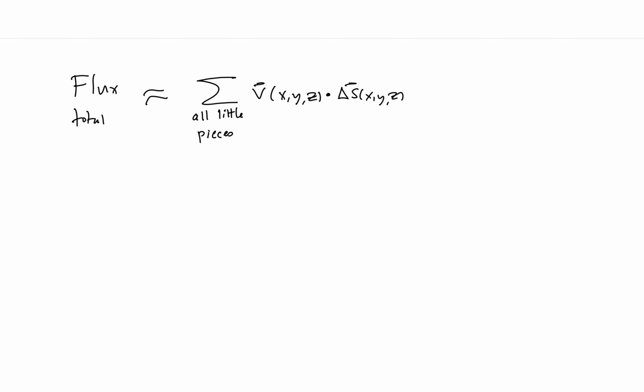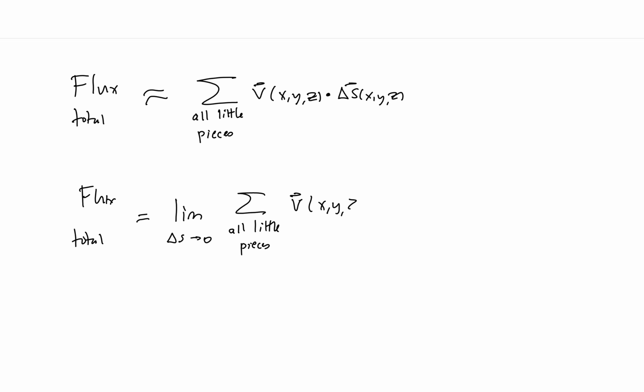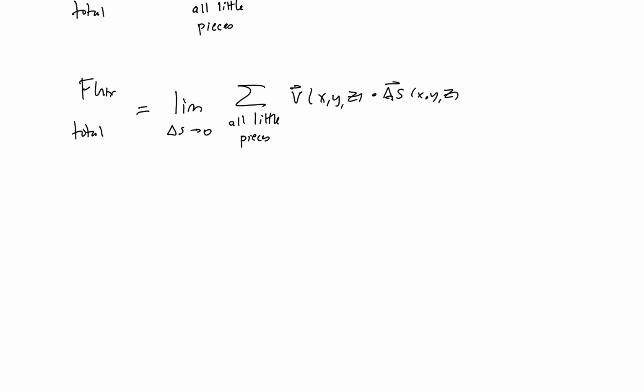And then, of course, just like we always do, to get the exact flux, we'll just take the limit. This is the limit, say, as these pieces of surface area get infinitely small, and we're still going to just loosely say add up over all the little pieces of v(x, y, z) dot this delta S of x, y, z. And so this is how we're going to define our flux integral. So our integral over S of v, and we'll write it as dot dS, is exactly this limit.